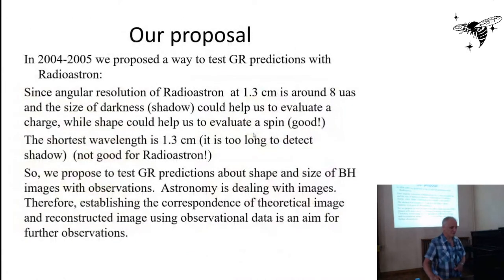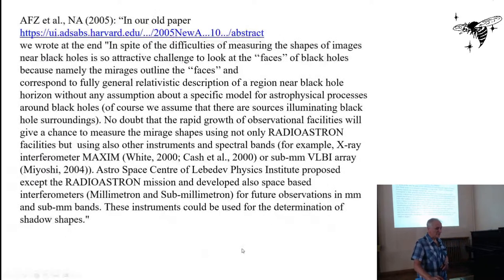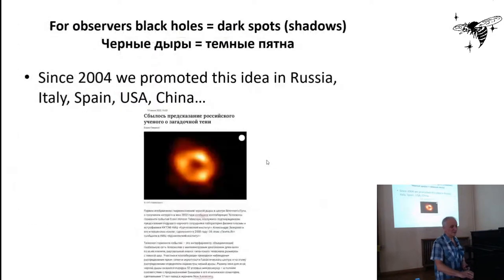April 2017. In our proposal, more than 18 years ago, we proposed how to test general relativity, probably with RadioAstron. But we were not too optimistic about detecting the shadow with RadioAstron because there is scattering of radiation at this wavelength. But we proposed to test the general relativity prediction about the shape and size of the black hole. And we wrote that the shadow around the galactic center may be detected with VLBI in the millimeter or submillimeter VLBI technique, as it was done by the Event Horizon Telescope.